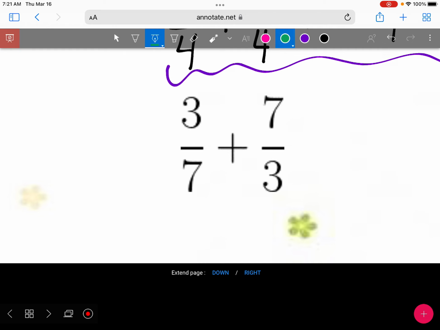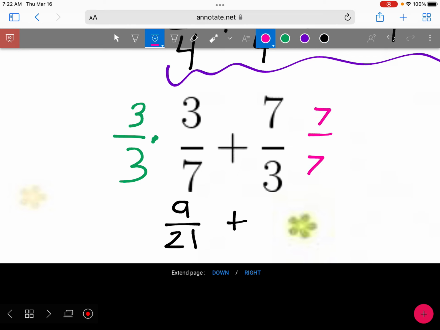And then the very bottom one. What is going to be our common denominator? 21. So we're going to get to that common denominator on the left side by multiplying by 3/3 to get to 9/21. And on the right one, we're going to multiply by 7/7. So we're going to get 49/21.